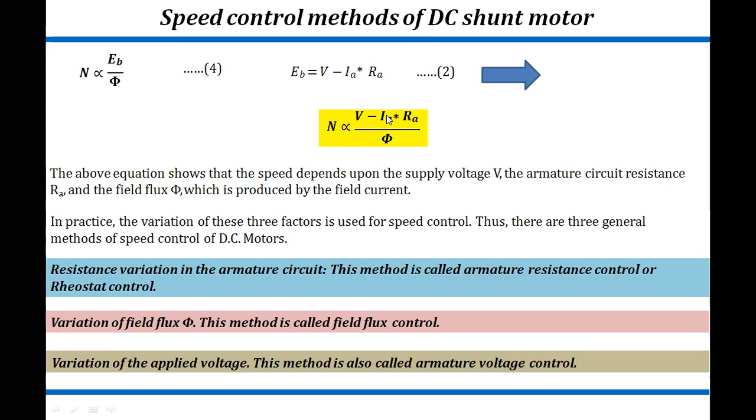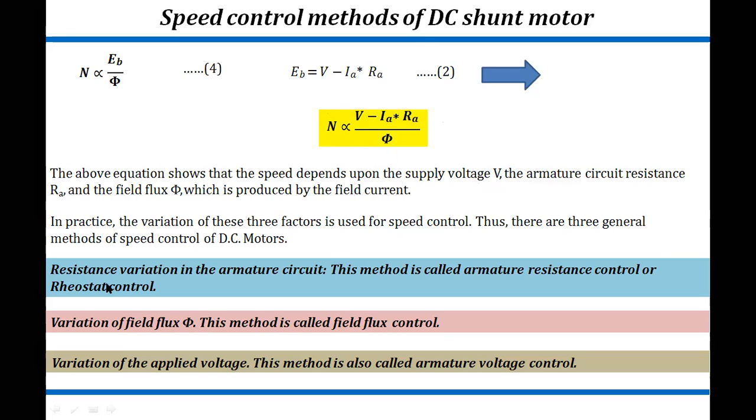So here, what we are saying is that speed depends on the value of the armature current. This is the power supply. It depends on us how we give the power supply, but once we give it, it will remain constant. So in practice, the speed will depend on the armature current, armature resistance, and the flux. There are three general methods to control the speed of a DC shunt motor.